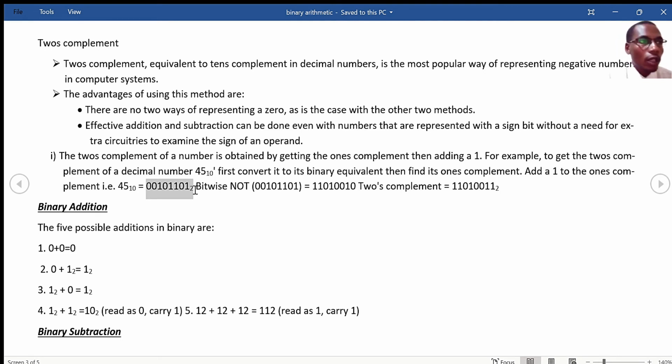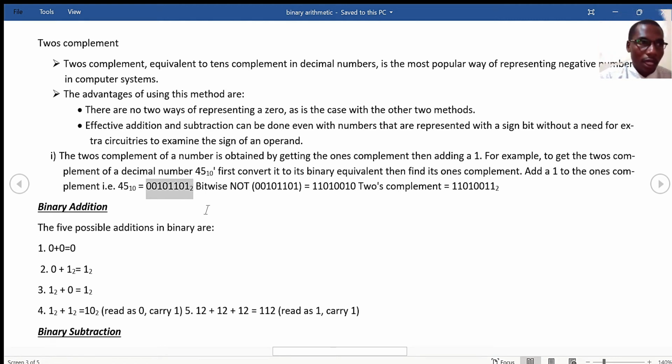After I convert, if you don't have enough digits, you just add zeros before your binary number to make up 8 bits. So we have converted our absolute 45, which is a positive 45 in decimal, into a binary number, which is this one.